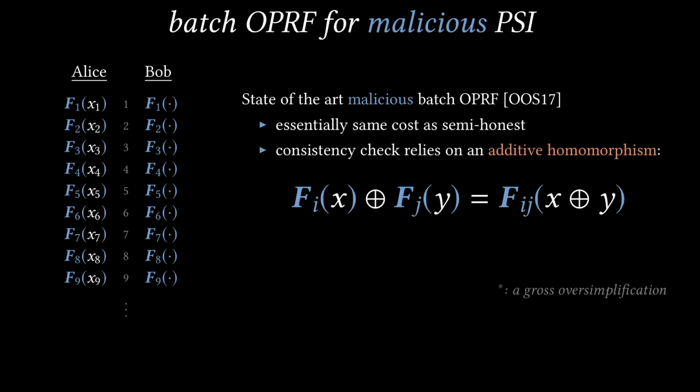I'm simplifying things a lot, but the main idea is that XORing the outputs of F_i of x and F_j of y gives the output of another function that I'll call F_ij on x XOR y. Here, F_ij is a different function from F_i or F_j, but it's something that Bob can also compute on any input. The outputs of F_ij also look random to Alice, except for the one output that she can compute through this homomorphism property. Now, this extra homomorphism property is the key to our malicious PSI protocol.